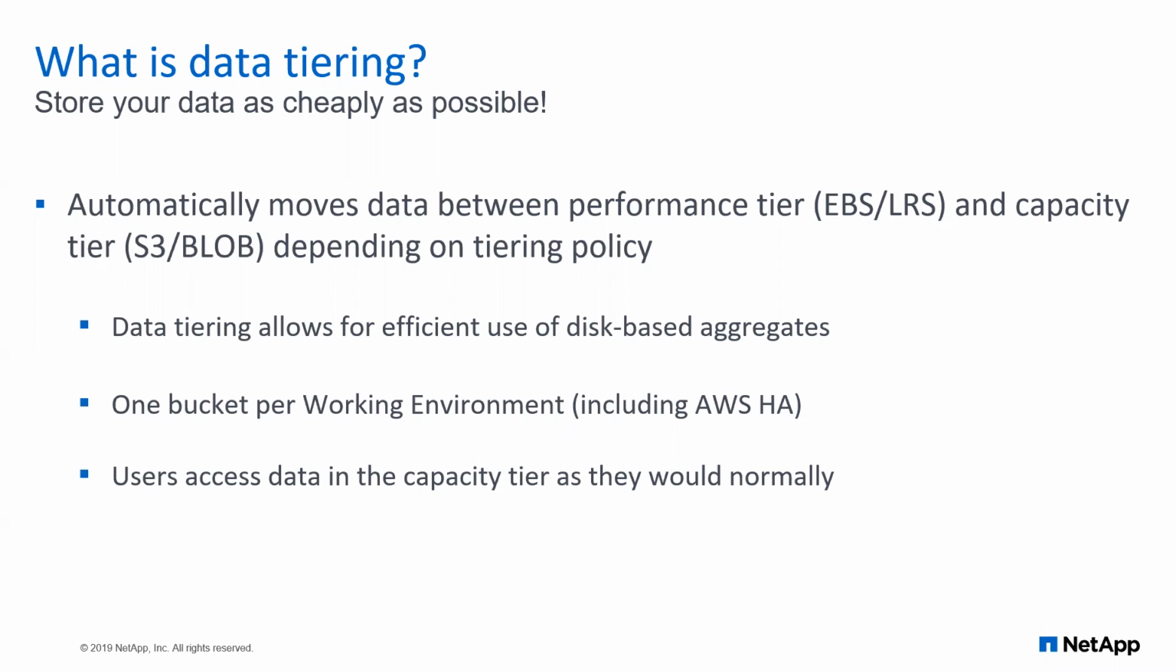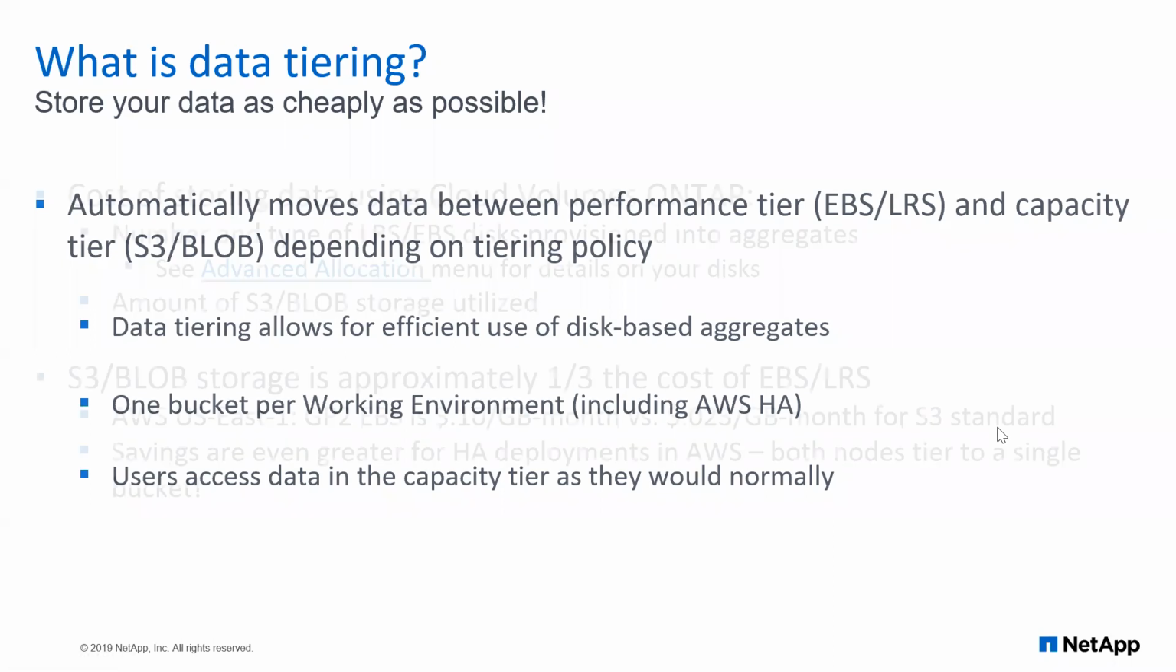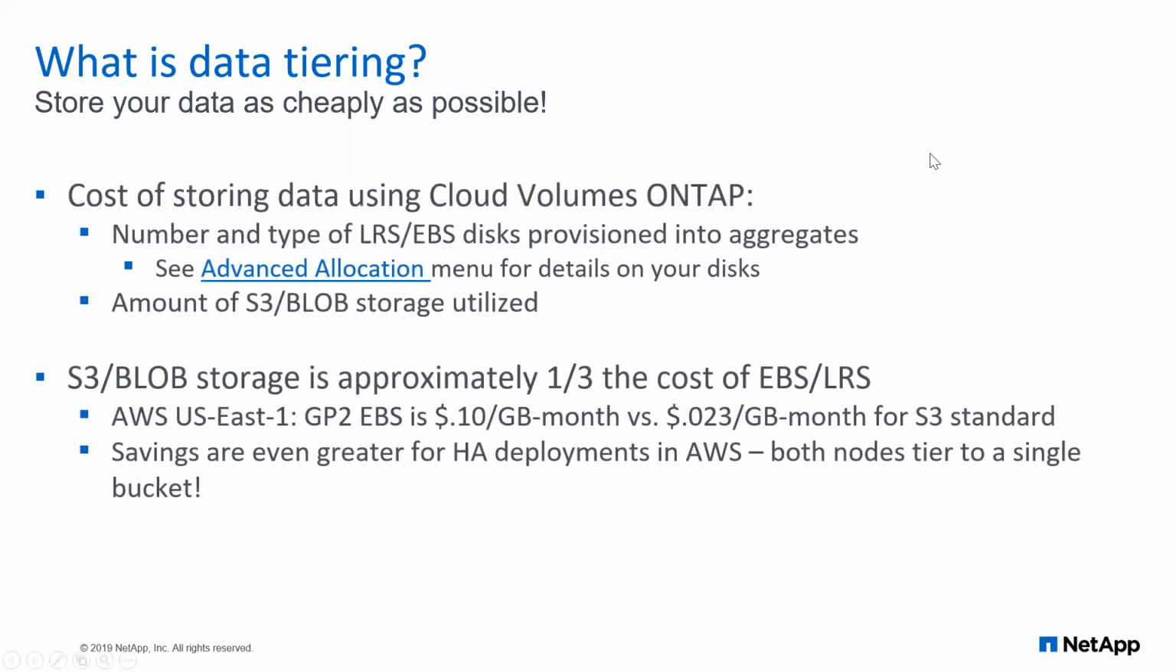When we do data tiering, we're actually going to be using one bucket per working environment, and that does include HA deployments in AWS. And like I said, users access data in the capacity tier as they would normally. They actually don't even know it's been tiered into object storage, which is great.